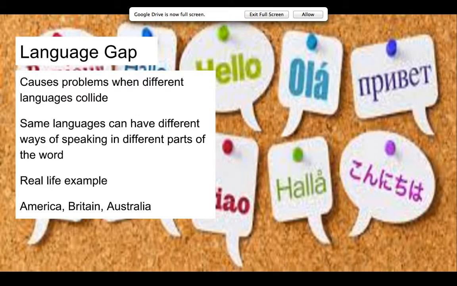One of the big complications, however, with using verbal language in today's world is the amount of languages that actually exist. Because of such a large amount of languages in this world, different languages collide, and this causes something that is called a language gap.